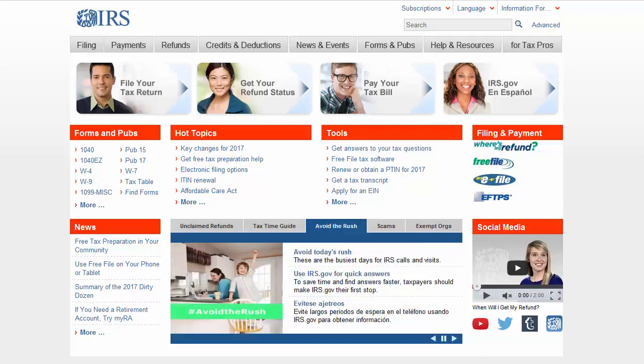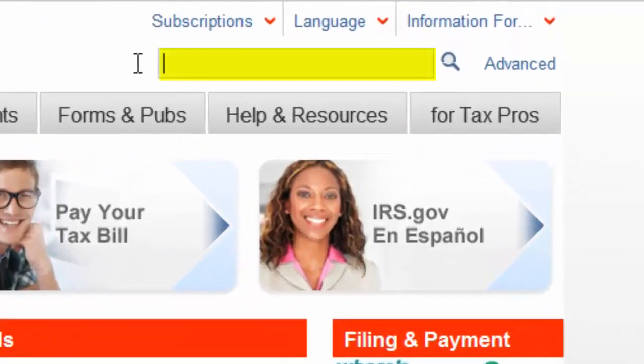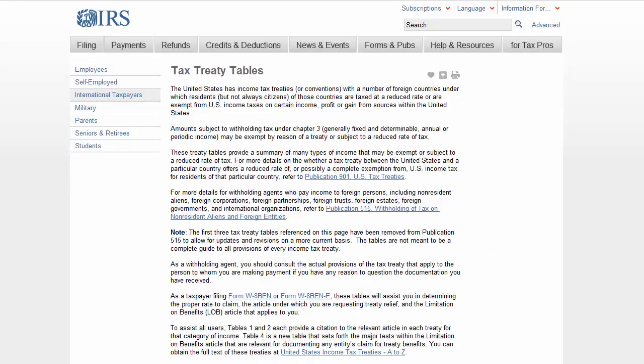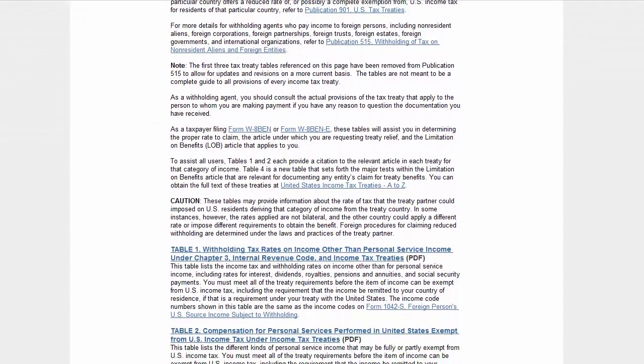To locate this information, go to irs.gov. In the search box near the top right side of the screen, type Tax Treaty Tables and click Search. Tax Treaty Tables, Internal Revenue Service, should be the first link that appears on the list of search results. Click on this link. On the next page, scroll down to Table 1 and click it.